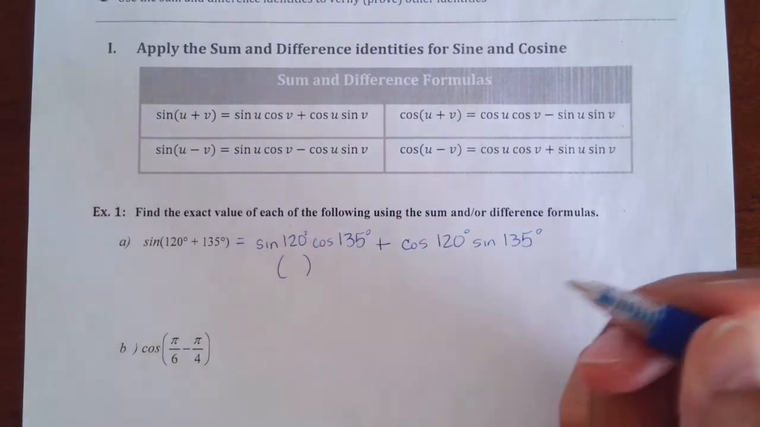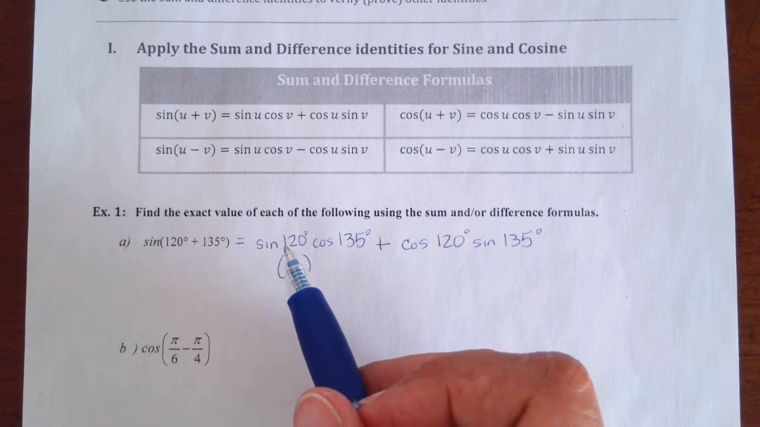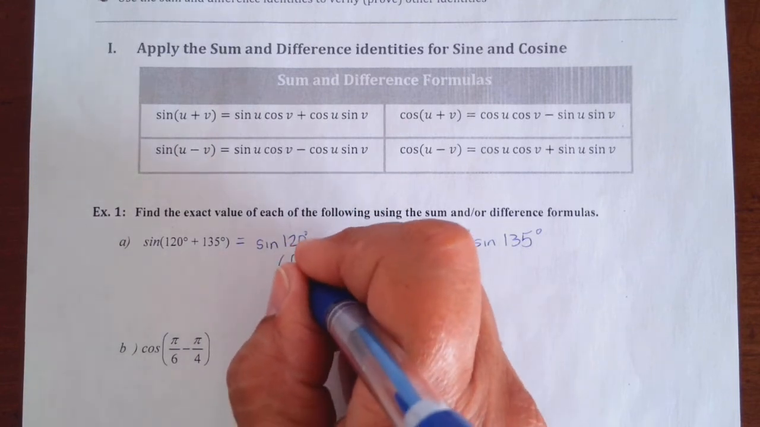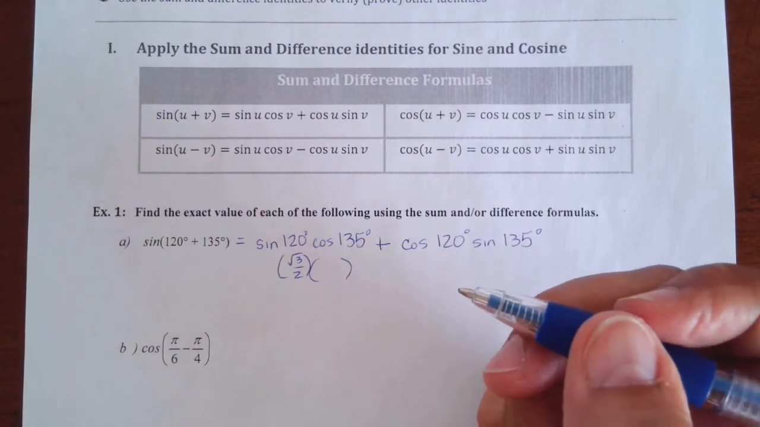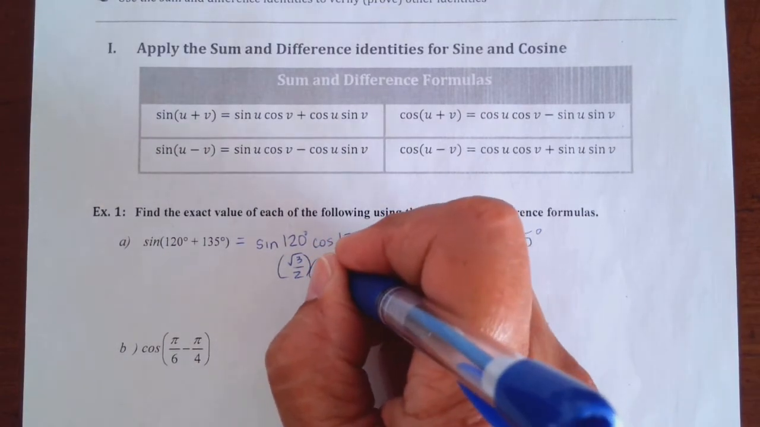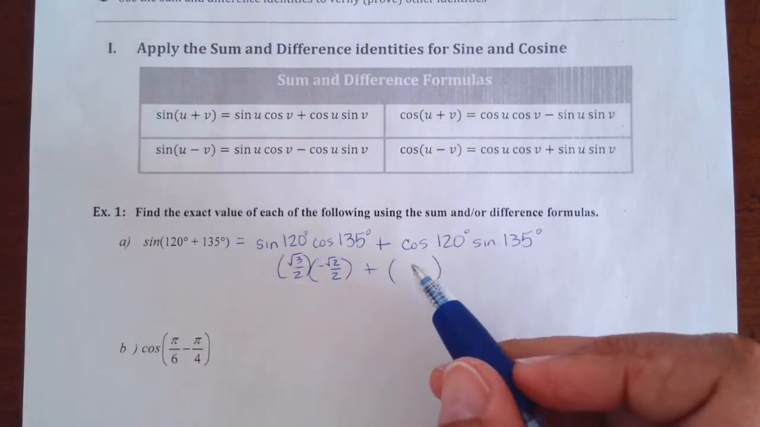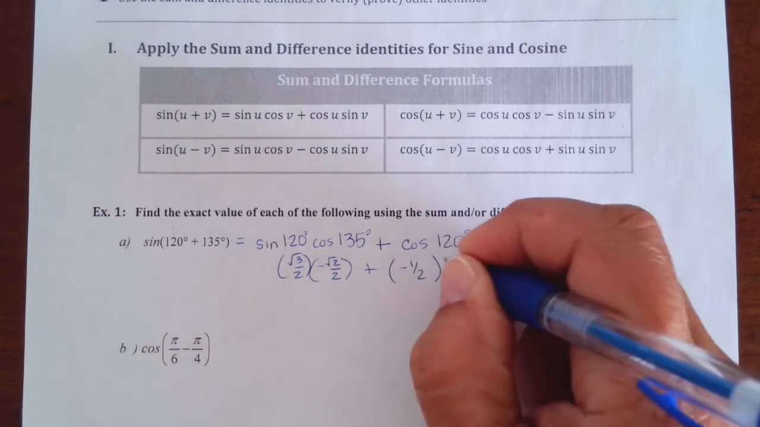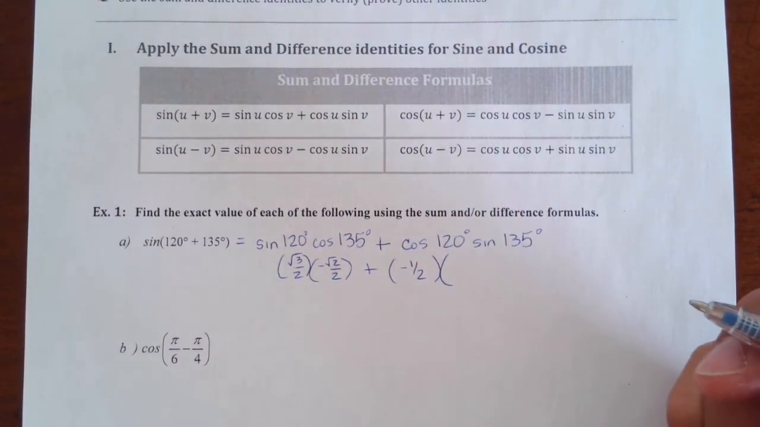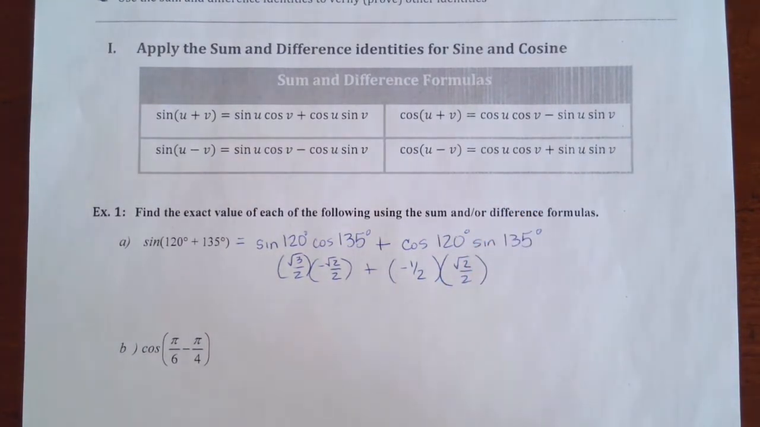So go to your unit circle if you need to remember what the sine of 120 degrees is, which is the square root of 3 over 2. And then the cosine of 135 is negative square root of 2 over 2. Plus, then we're going to do the cosine of 120, which is negative 1/2. And then the sine of 135, which is the square root of 2 over 2. So again, these numbers are coming off of the unit circle, so make sure you know those.